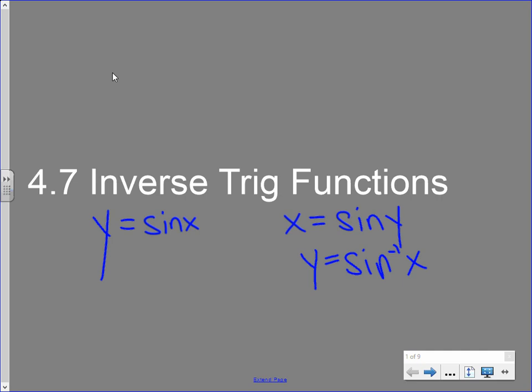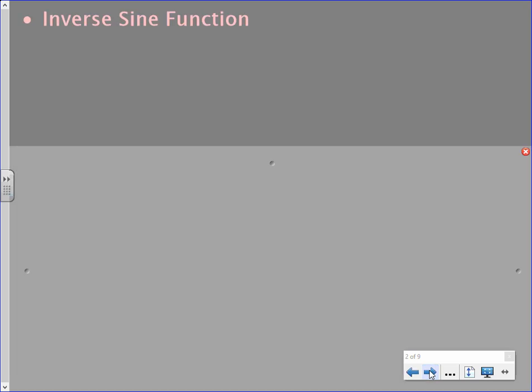You guys have all seen those buttons on your calculator. A function and its inverse will undo each other. And we'll talk about it more specifically because in this case we have to be very careful about the domain and range of both of these functions. Let's talk about the sine function first.